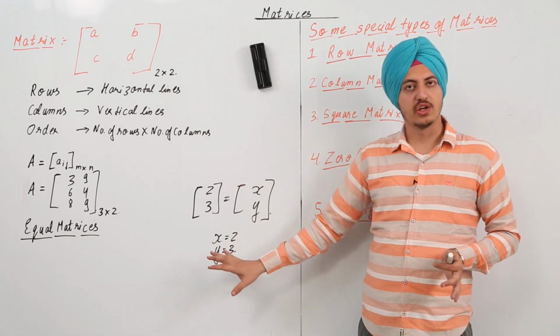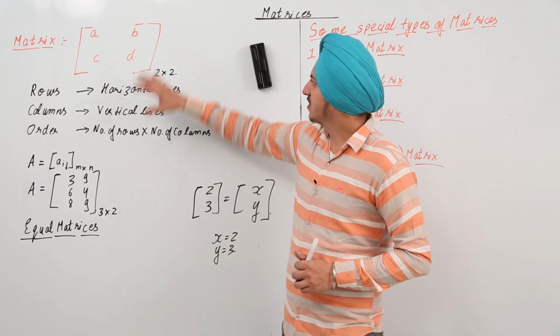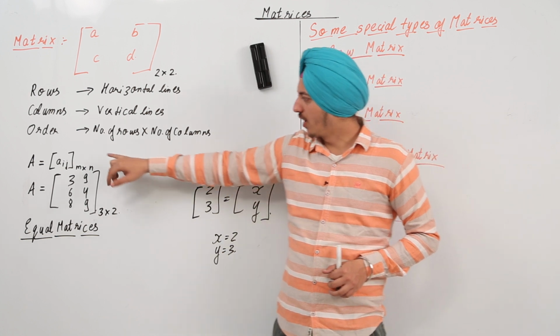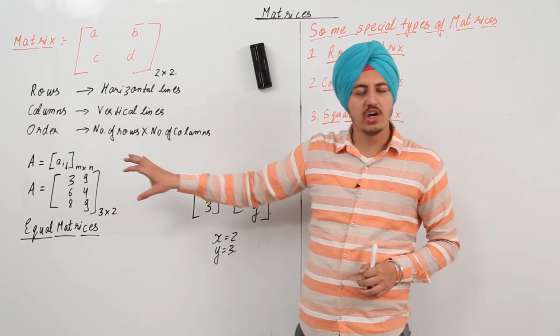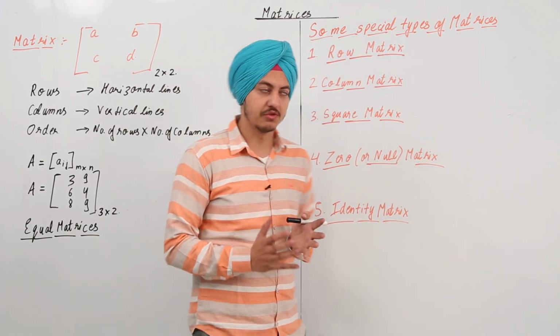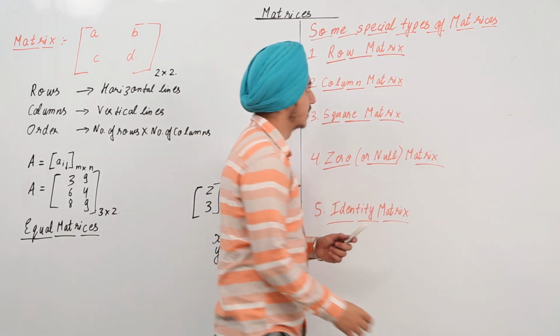This is the equality of matrices. So till now, what have we studied? First of all, what is a matrix? Rows, columns, order. Then we know how to find the order, how to write the elements, and we know the equality of matrices, right? Now let's move on to some special types of matrices, okay?